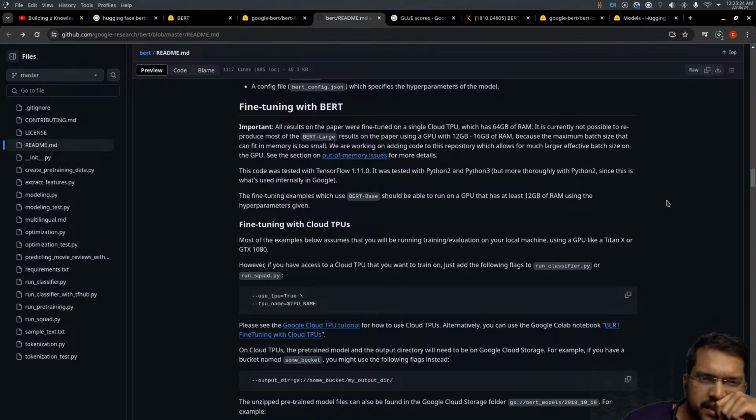Cloud TPU with 64 gigs of RAM? I mean, I have 64 gigs of RAM, but what is a Cloud TPU with 64 gigs of RAM? It's currently not possible to reproduce most of the BERT large results on paper using a GPU with 12 to 16 gigs of RAM because the maximum batch size that can fit in memory is too small. We are working on adding code to this repository which allows for much larger effective batch size on the GPU. See the section on out-of-memory issues for the details. These scores were tested with TensorFlow 1. Oh man, don't tell me how to install TensorFlow 1. Where am I even going to find TensorFlow 1.11?